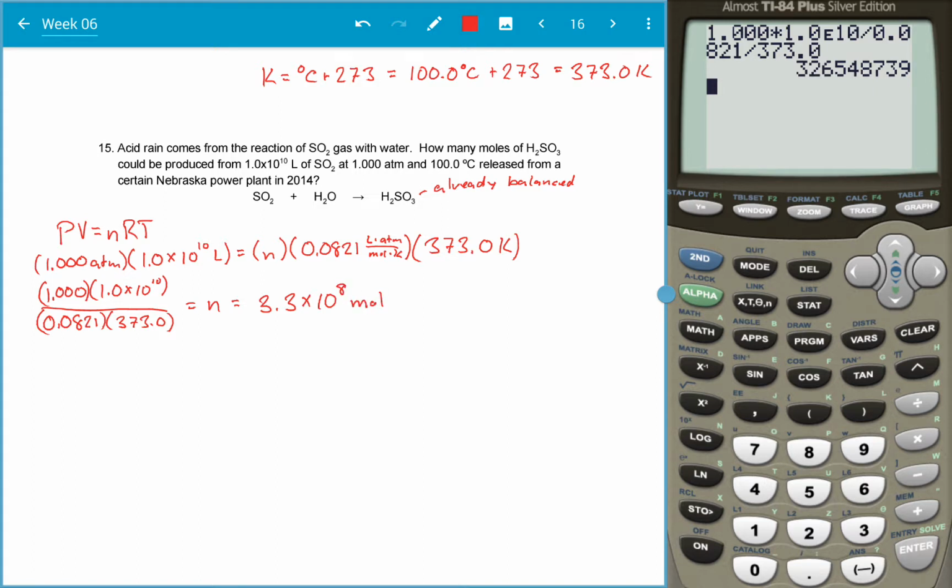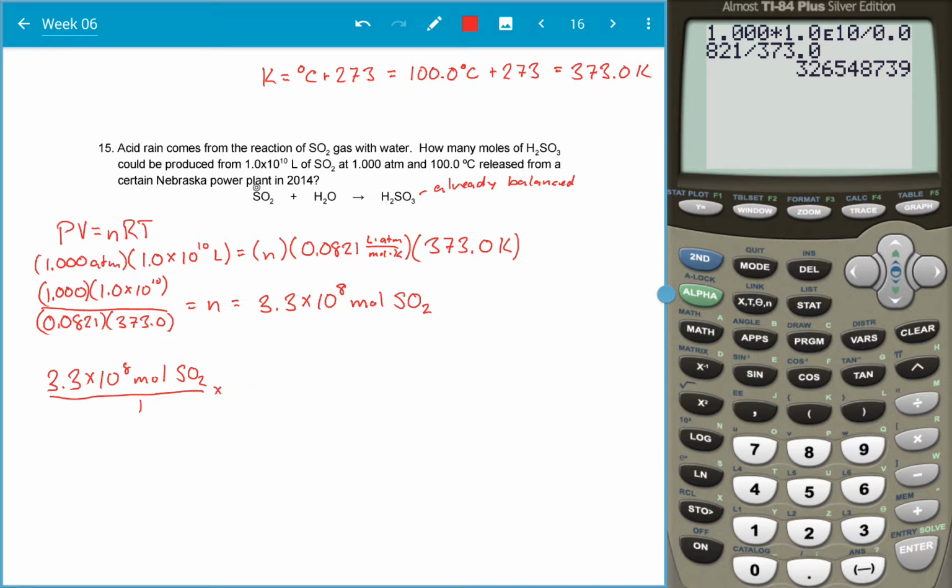moles. Now, we have one more step to do in this problem, though. These numbers were for SO2 gas, but the problem's asking us for moles of H2SO3. We need to go through and do a stoichiometry step to switch into the correct chemical. So we have 3.3 times 10 to the 8 moles of SO2.